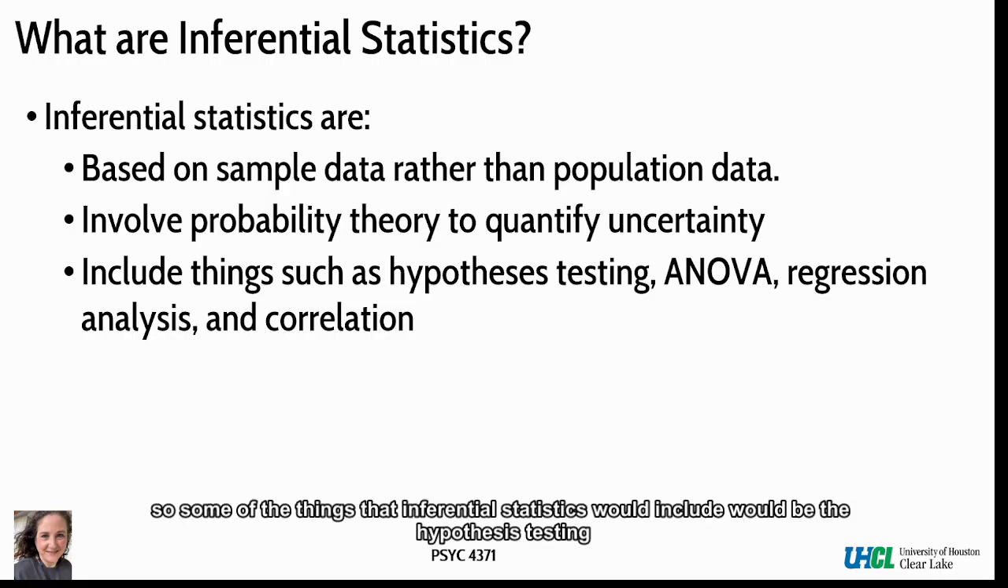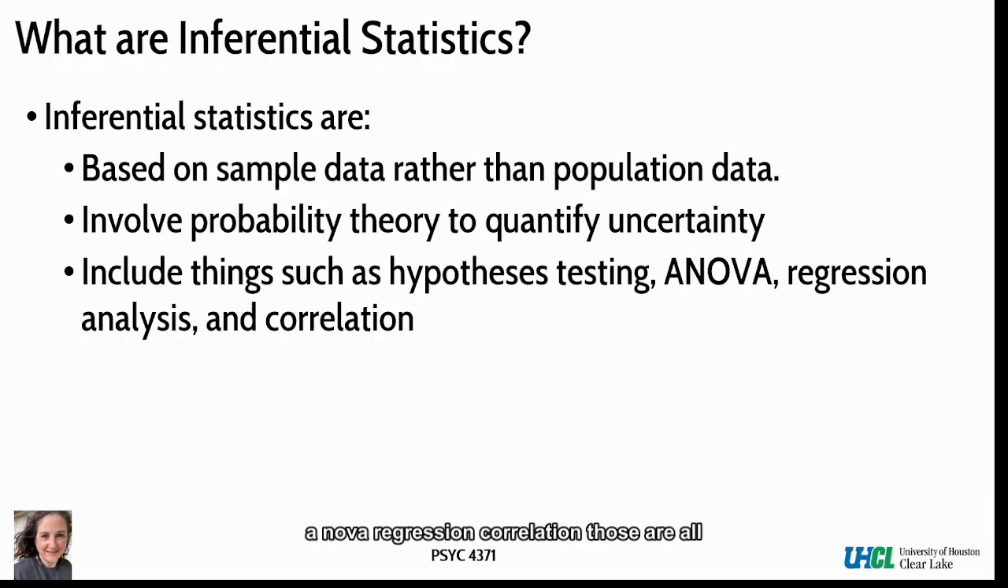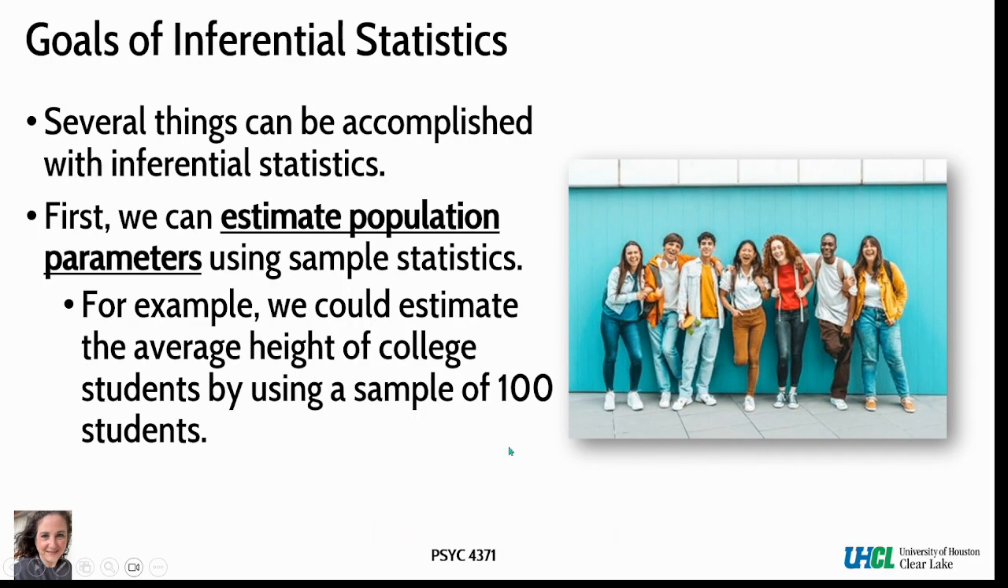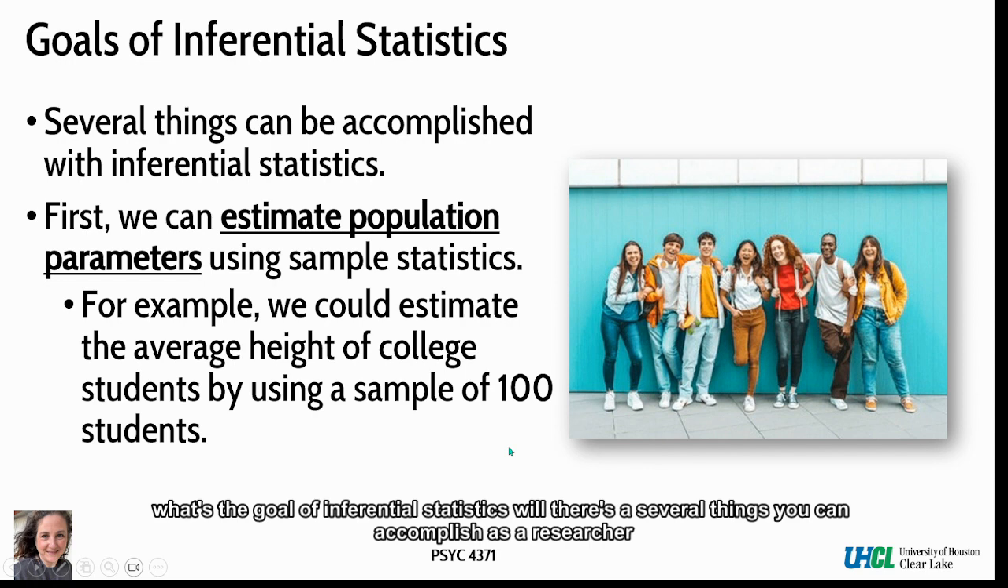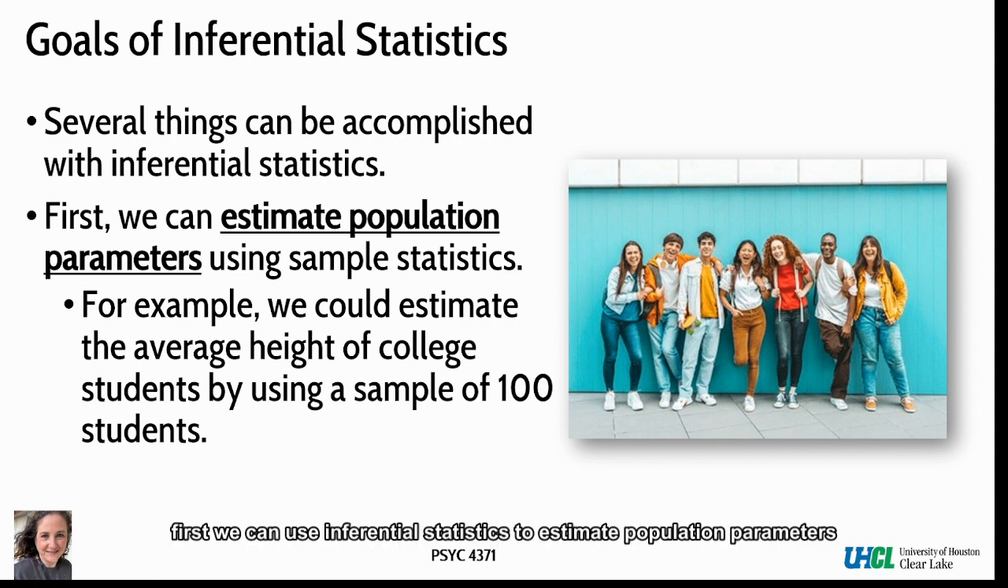So some of the things that inferential statistics would include would be hypothesis testing, ANOVA, regression, correlation. Those are all examples of certain inferential statistics. What's the goal of inferential statistics? Well, there's several things you can accomplish as a researcher. First, we can use inferential statistics to estimate population parameters.